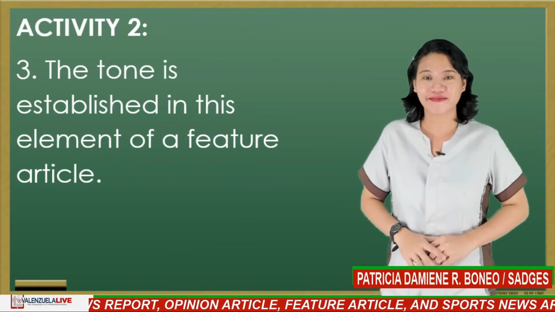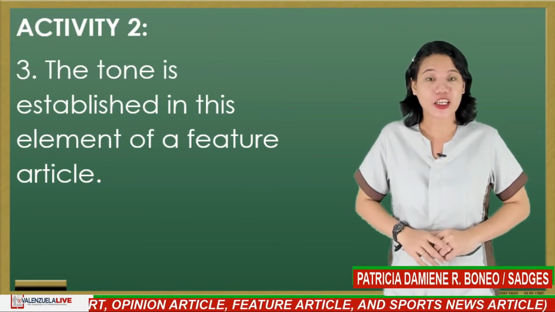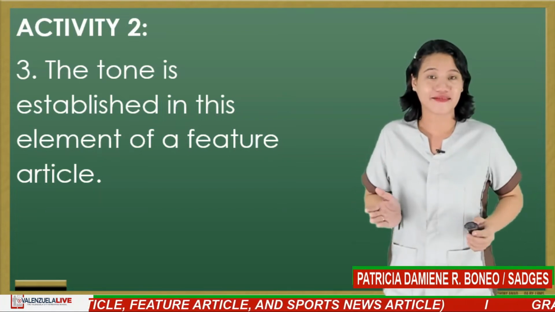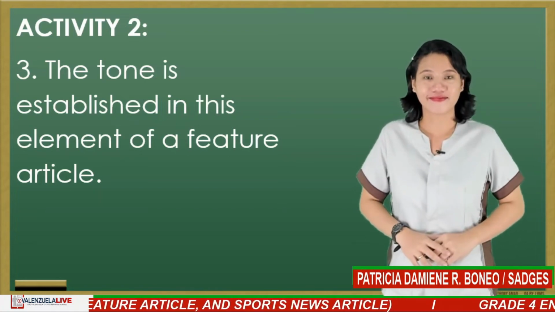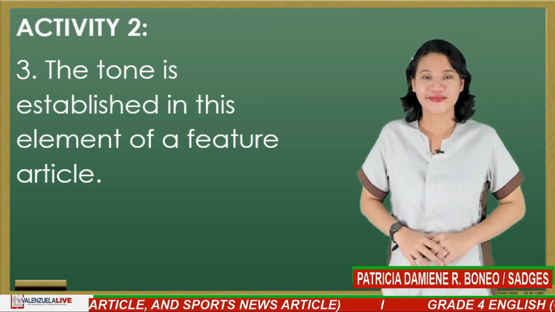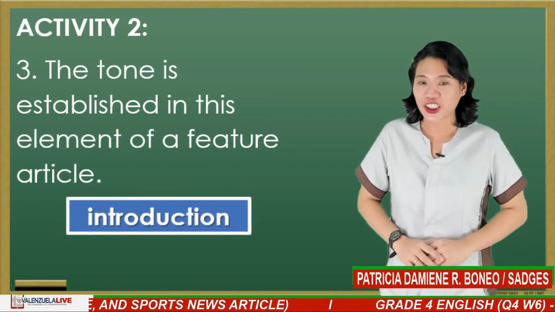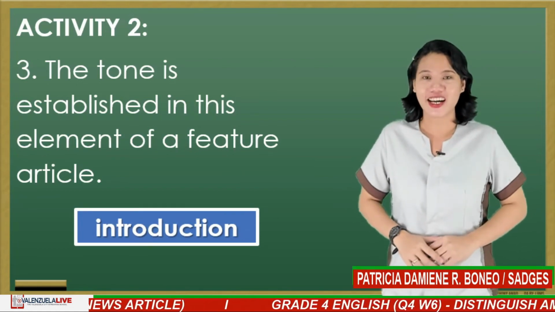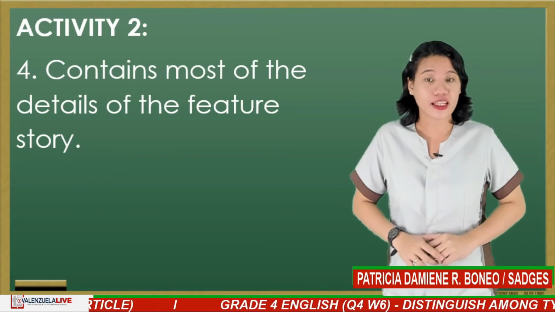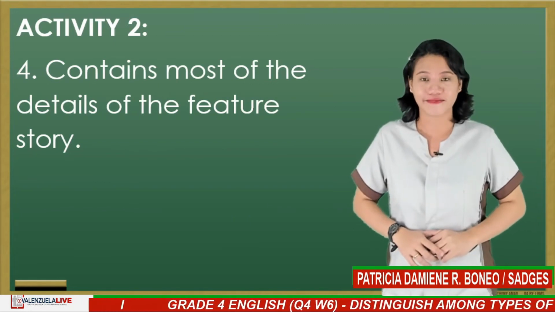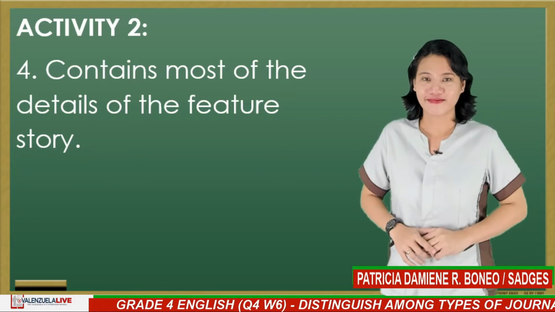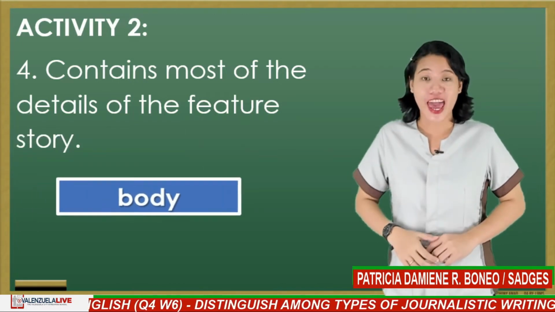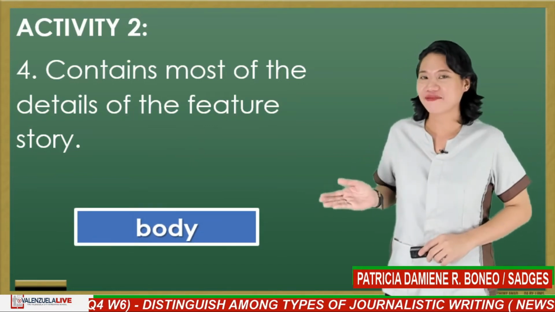Number 3. The tone is established in these elements of a feature article. What is it? If your answer is introduction, you are correct. Number 4. Contains most of the details of the feature story. Fantastic! The answer is body.